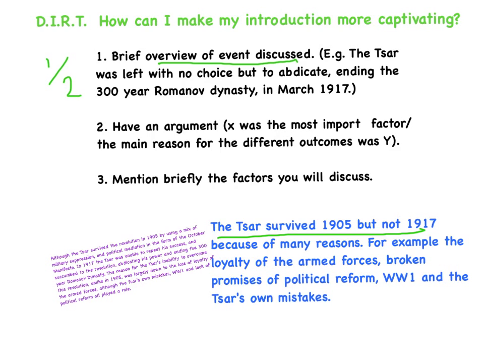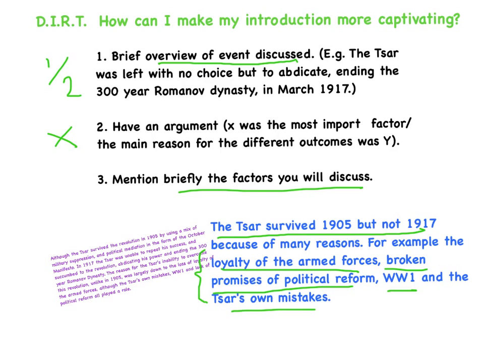Have they got an argument? Have they said what the main reason was for the different outcomes? Well, not really. They've just mentioned different reasons for the Tsar losing his power in 1917. Have they mentioned briefly the factors they're going to discuss? Well, yes, they have managed to do that. They've said loyalty of the armed forces, broken promises of political reform, World War I and the Tsar's own mistakes all led to his loss of power. So yes, they have done this.